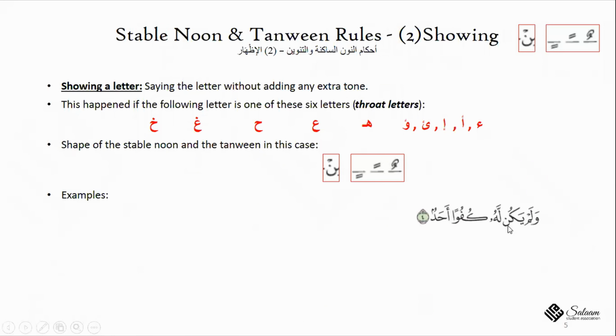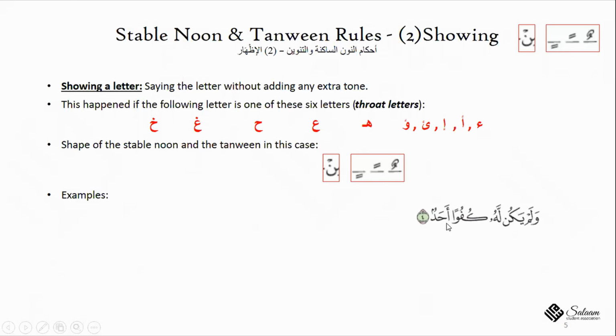Here we have a stable noon, but it has lam after it. If you remember, this one is merging without tone. So it will be وَلَمْ يَكُنْ from kaf to lam. This is the last lesson.